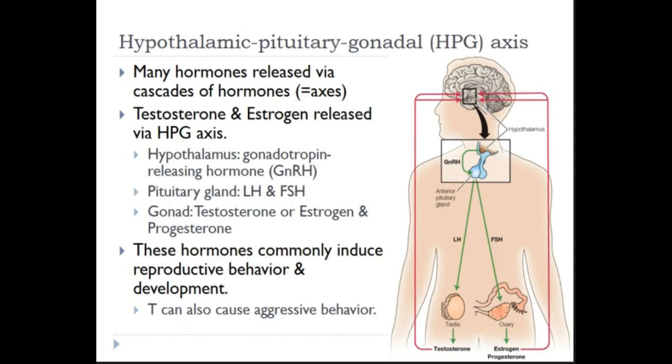In the case of the testes, the main hormone that will be generated would be testosterone. In the case of a female, the main hormones that would be produced would be estrogen and also progesterone, depending on where they are within a given monthly cycle. These hormones will typically induce reproductive behavior and development. Testosterone, for example, in males triggers all of our secondary sexual characteristics. In people, we're talking about broadened shoulders, broader foreheads, deepening of voice, and everything else that goes along with being male.